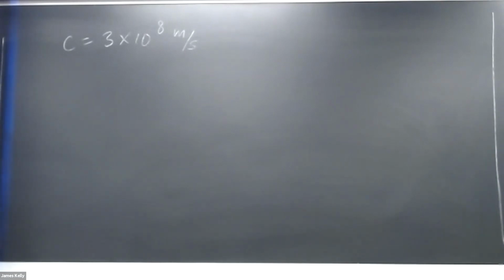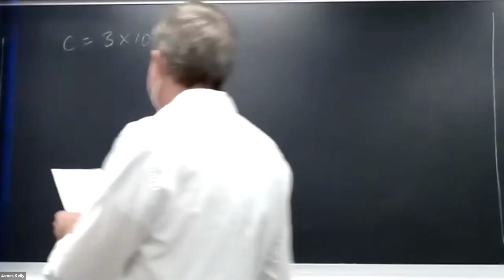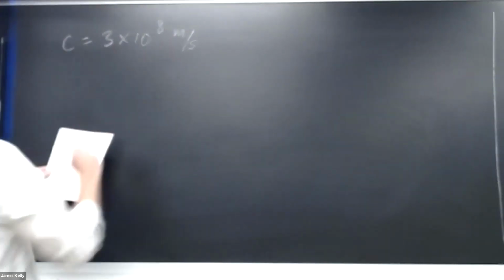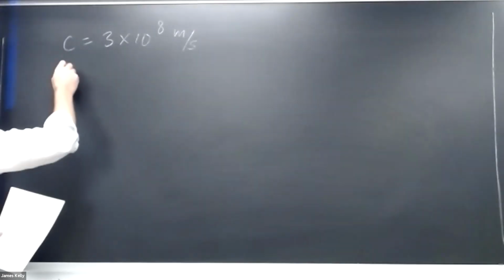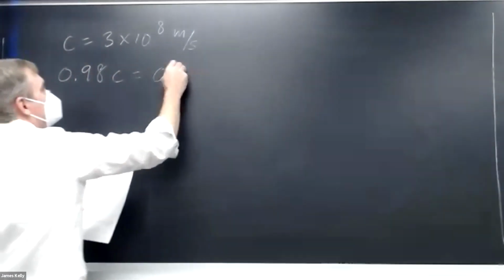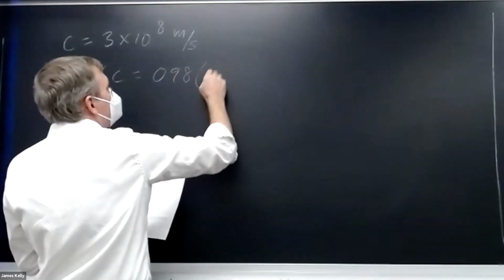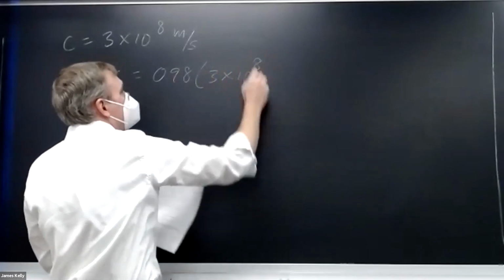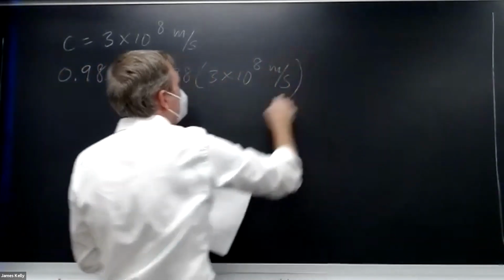Okay, everybody's back in our room here. That's good. Okay, so let me go to the board. As Royce was saying, the answer to A is, well, if we know the numerical value of c, then if we want 0.98 c, that's going to be 0.98 times 3 times 10 to the 8th meters per second.